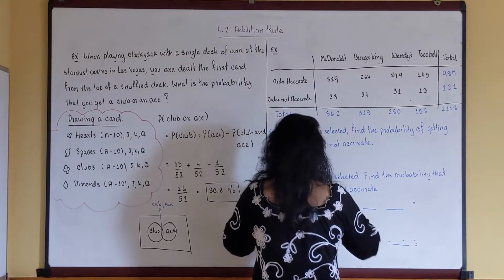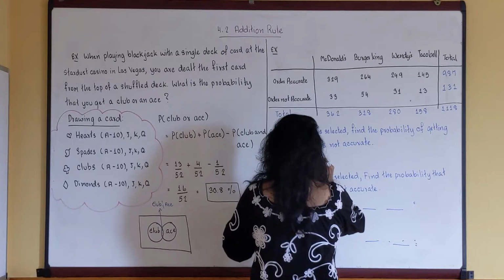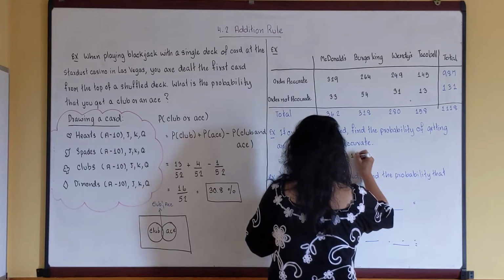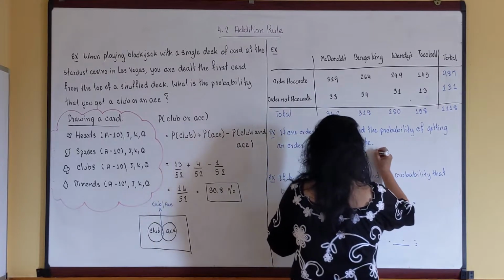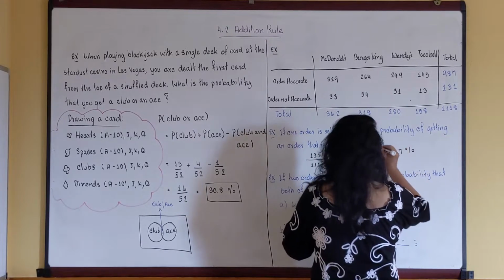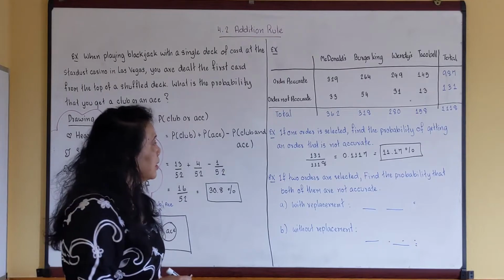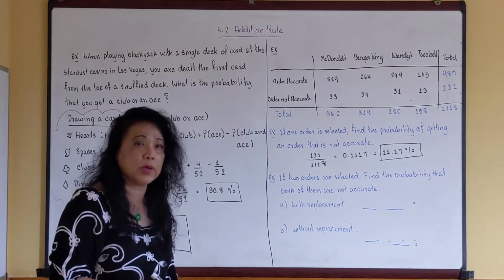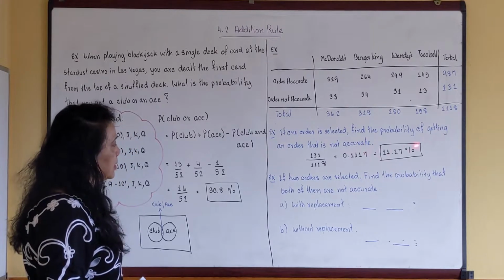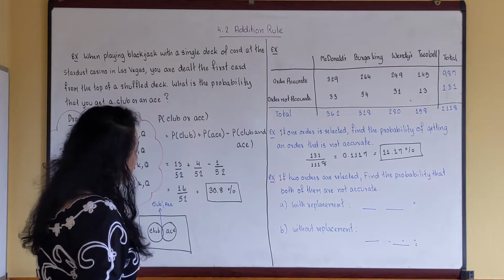Which is 0.1117, or 11.17%. So if you order from this fast food, the chance that it's not accurate would be about 11%. All right, let's look at the second example.